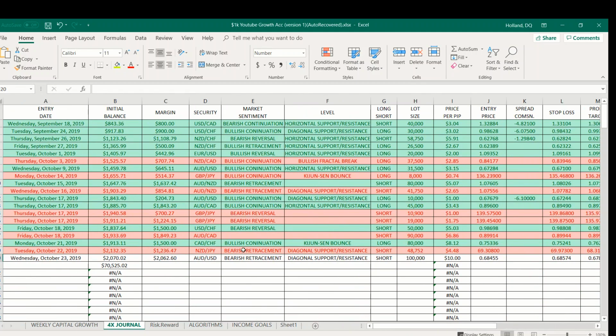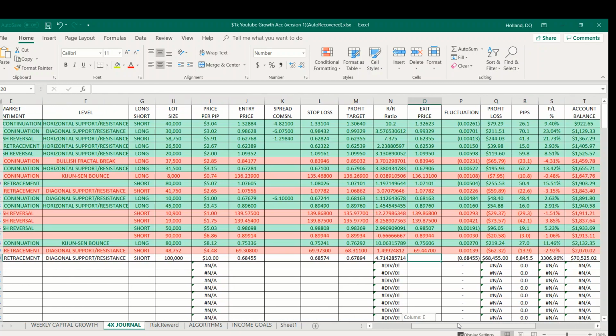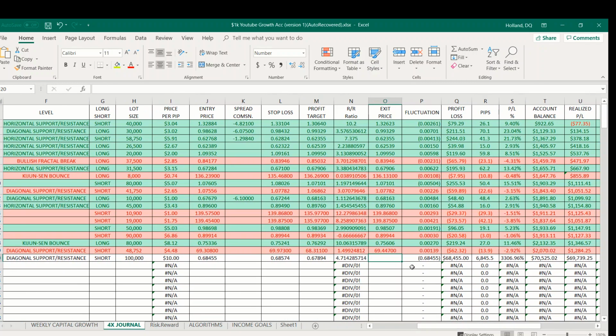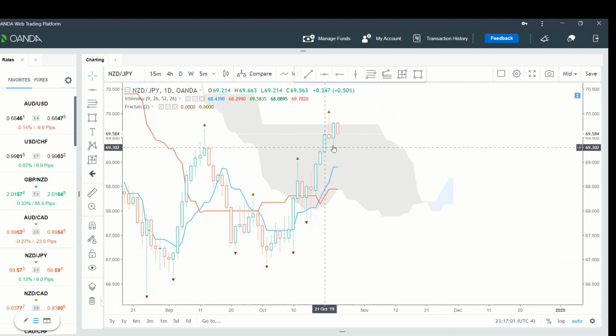You'll see I was in on a bearish retracement, diagonal support and resistance, short, 448 per pip, entry, stop loss, profit. Is that before or at my stop loss? That's actually under my stop loss, I believe. I can't really do the math because it's short. But you'll see I only lost $62. Like I said, it was only 14 pips. That was a very tight stop loss. And I think I did pretty good with this.